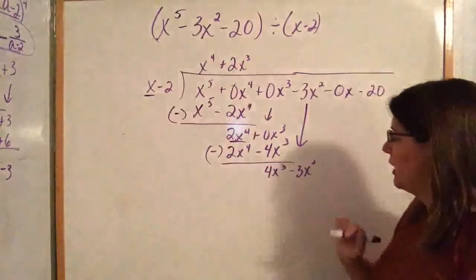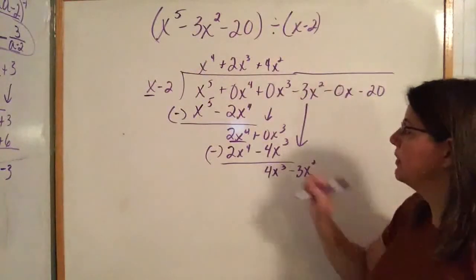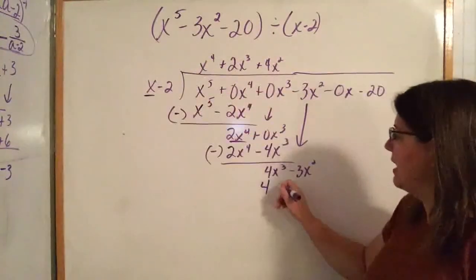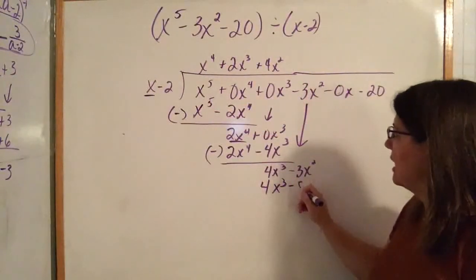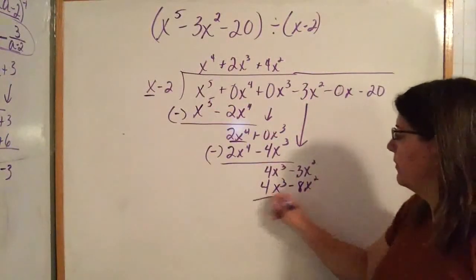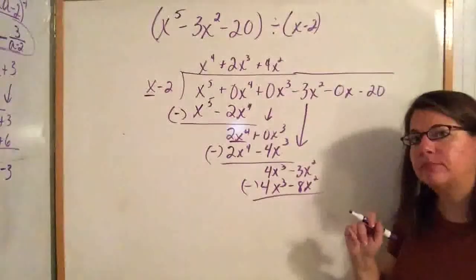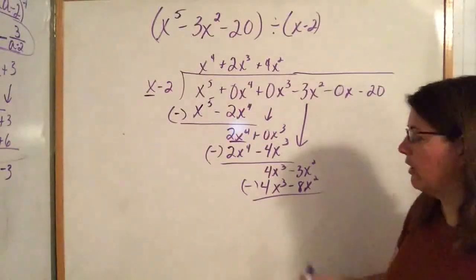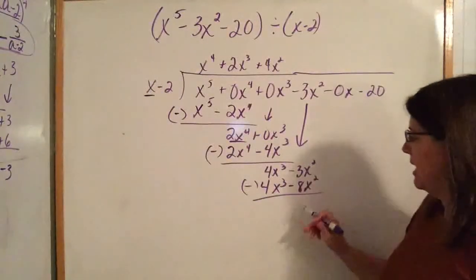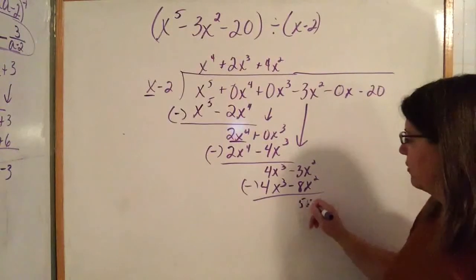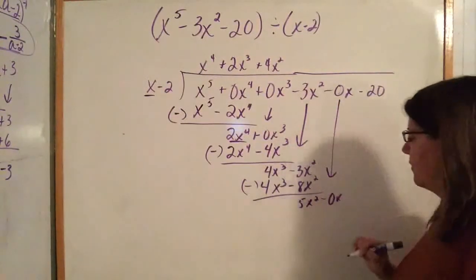X goes into 4x cubed, positive 4x squared times. I distribute. 4x squared times x is 4x cubed. 4x squared times negative 2 is negative 8x squared. I subtract. The 4x cubes cancel. You see the pattern here. If you're doing it all right, your first one's always going to cancel. Negative 3x squared plus 8x squared is 5x squared. I bring down the minus 0x.